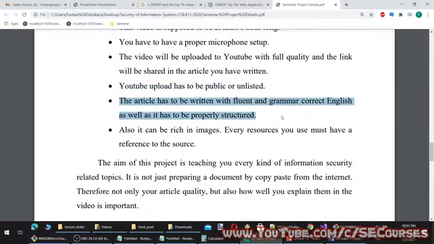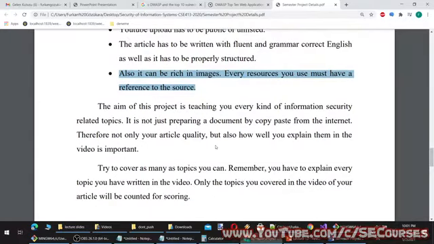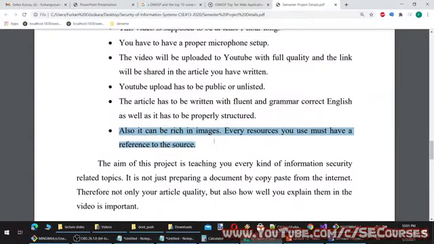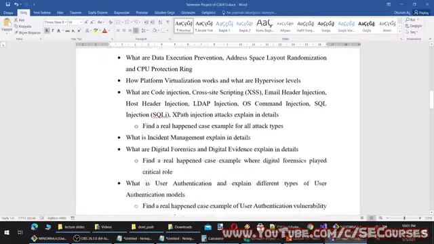The article has to be written in fluent and grammatically correct English, as well as properly structured. Also, it can be rich in images. Every resource you use must have a reference to the source. Okay, in your explanation video, you can explain it in Turkish.